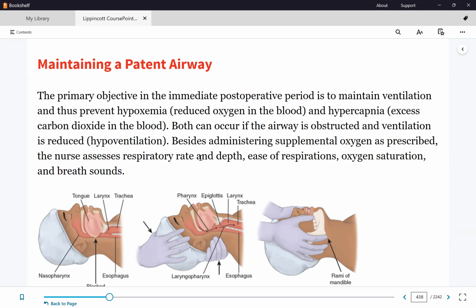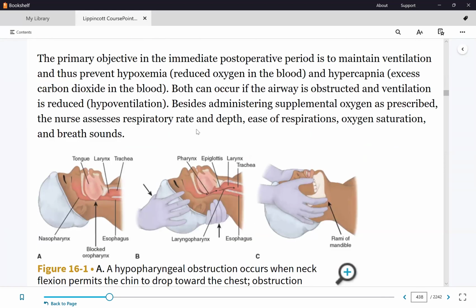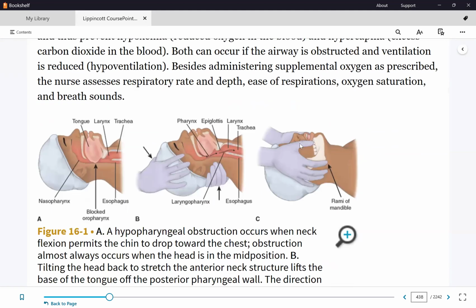Same thing for Foleys. They may or may not have Foleys anymore, depending on whether they have voided yet. So prioritize airway first, especially if the patient had an artificial airway, meaning they received general anesthesia. So assess the airway. Are they swallowing okay? Can they follow commands?